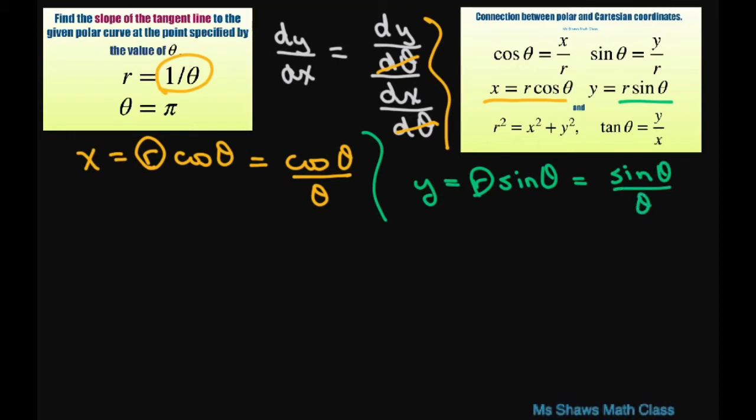Now, to differentiate, I think it's a little easier if we write this as x equals cosine of theta times theta to the negative 1 power. So we can use the product rule. And therefore y is also going to be the same thing. Just makes it less sloppy. All right, so let's differentiate our y first.